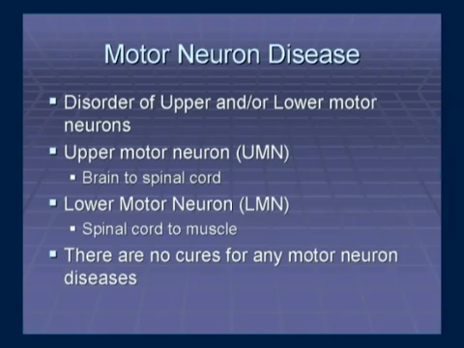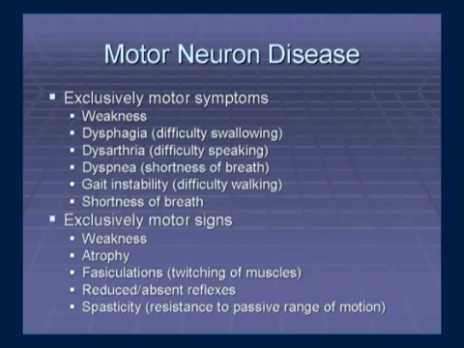You can have conditions that affect the upper motor neuron, conditions that affect the lower motor neuron, or conditions that do both. Generally, there are not any cures for motor neuron diseases. These are exclusively motor. There is no sensory symptom associated with these, with one exception. Just think of them as exclusively motor, causing problems with weakness. If it happens in your skeletal muscles, it'll cause weakness in the arms and legs, weakness in your swallowing apparatus, dysphagia, weakness in your speech apparatus, dysarthria, weakness in your respiratory muscles, dyspnea.